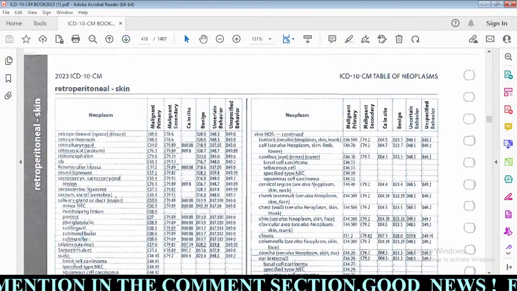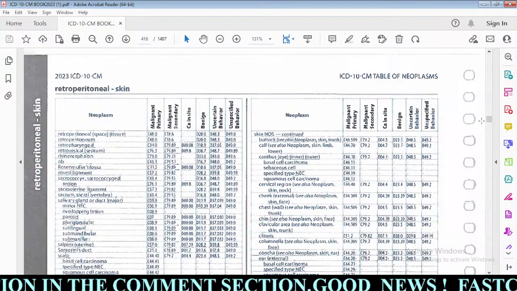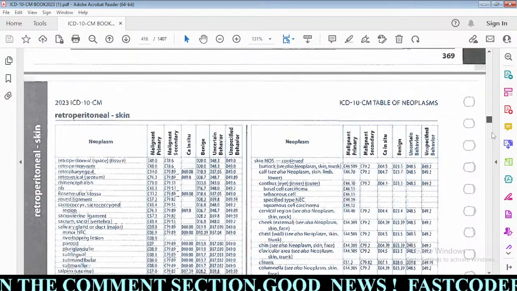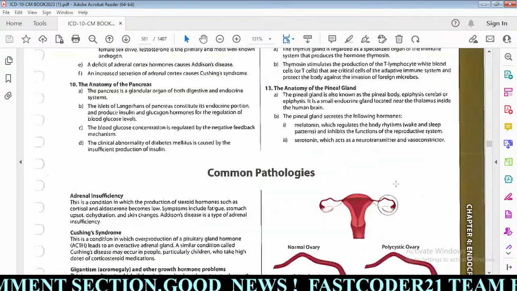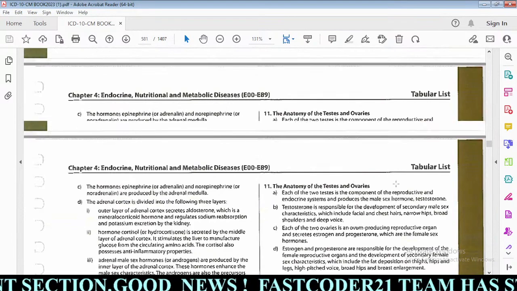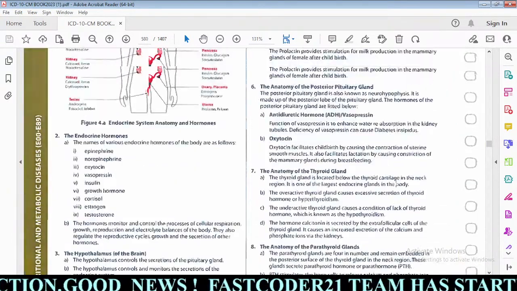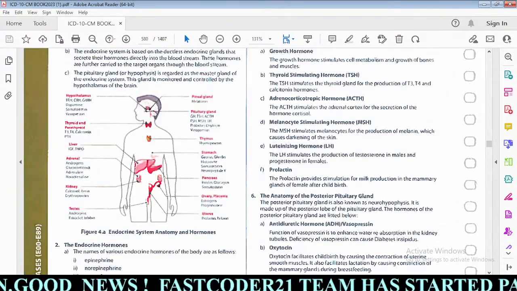These are the neoplasm tables. Anyway, all of you guys know about neoplasm tables. See, this is the tabular list. So we will check.